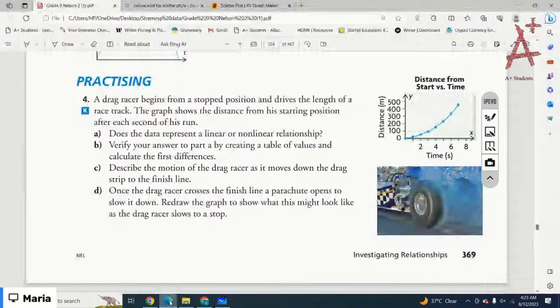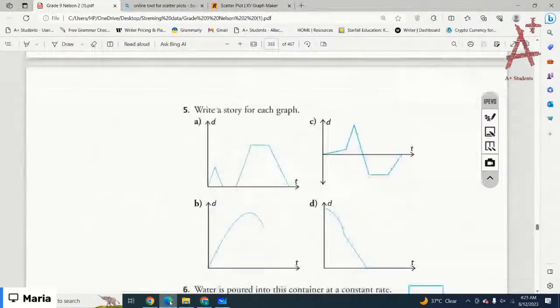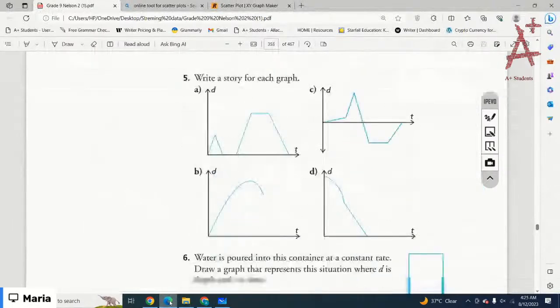Redraw the graph to show what this might look like as the drag racer slows to a stop. Okay, you can draw the graph on your own. Let's just start with the next question. Write a story of a graph. Okay, you are given the graphs, you have to write down the stories, right?